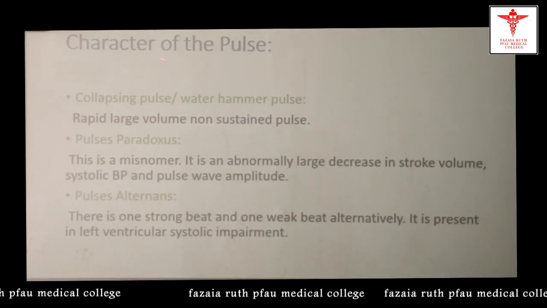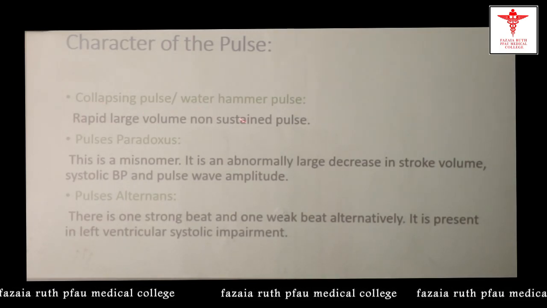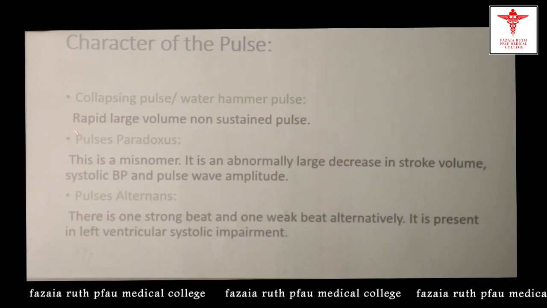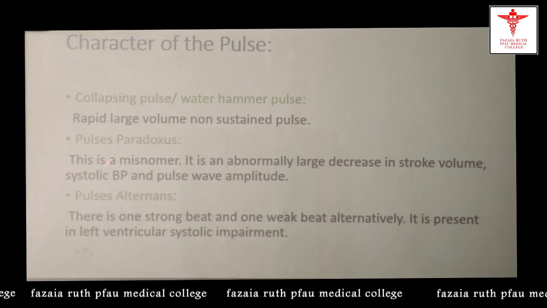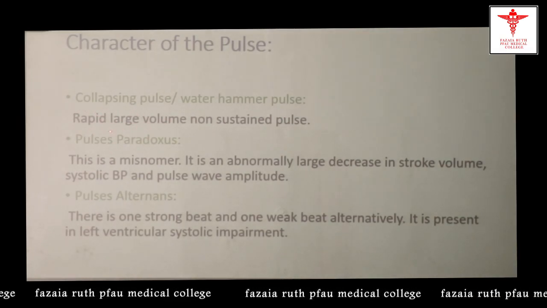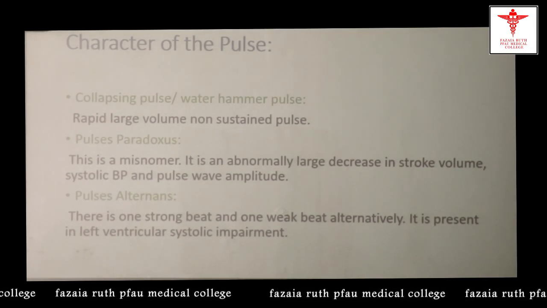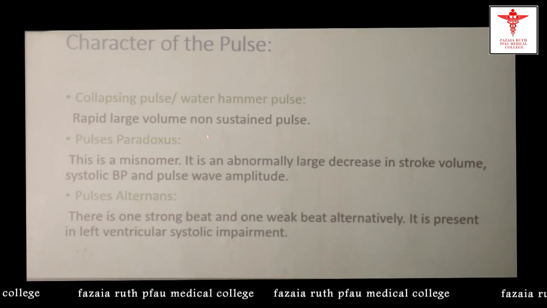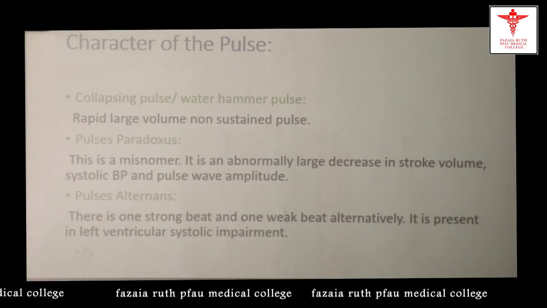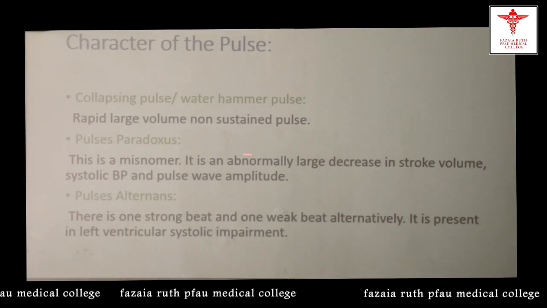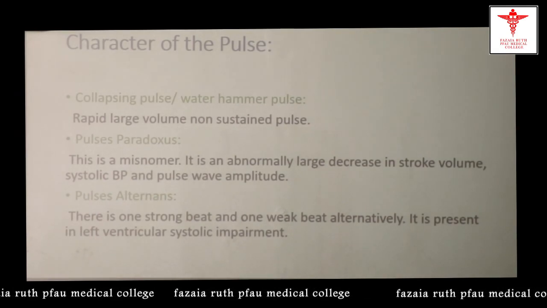Now come to the character of the pulse. We have different characters. Number 1 is collapsing pulse or water hammer pulse. What is collapsing pulse? It is a rapid, large volume, non-sustained pulse. And how do we palpate the collapsing pulse? We will put the index finger and the middle finger on the radial artery, and then we will suddenly raise the arm. In water hammer pulse, the volume of the pulse will increase and there will be a sudden rise and then fall in the amplitude of the pulse.